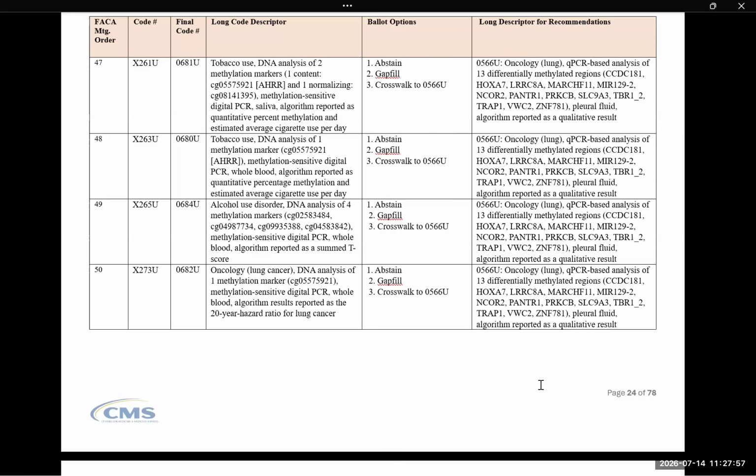So maybe we can do these 4 codes at the same time. Yes, I think that's the best thing, exactly, so everybody can see it. Yes. Okay. Thank you, Megan.